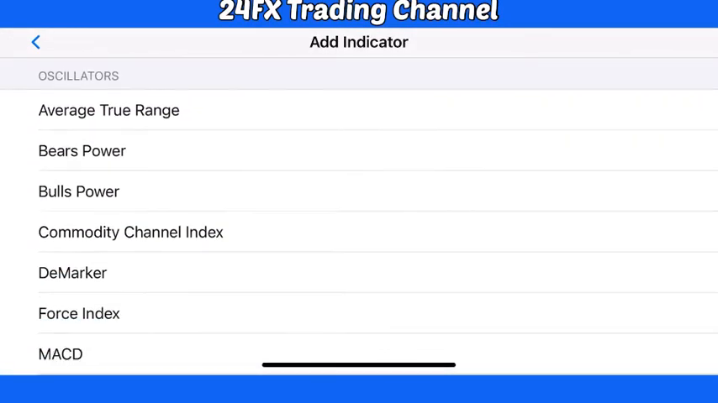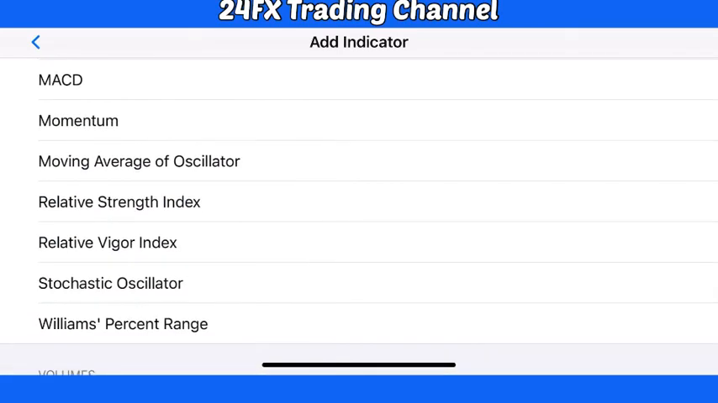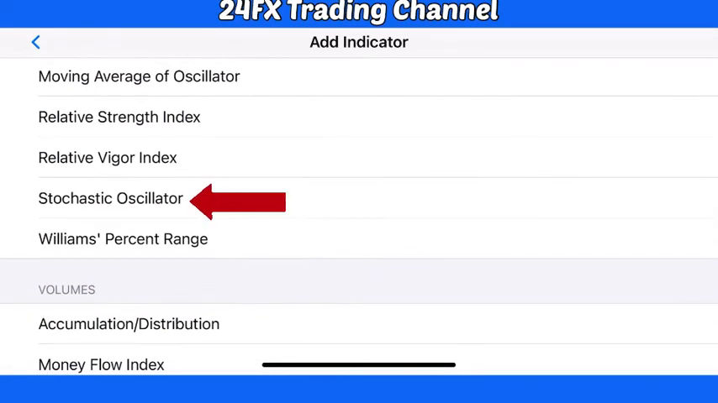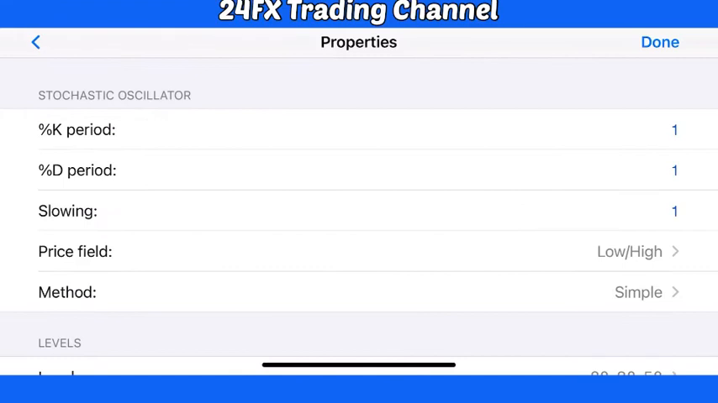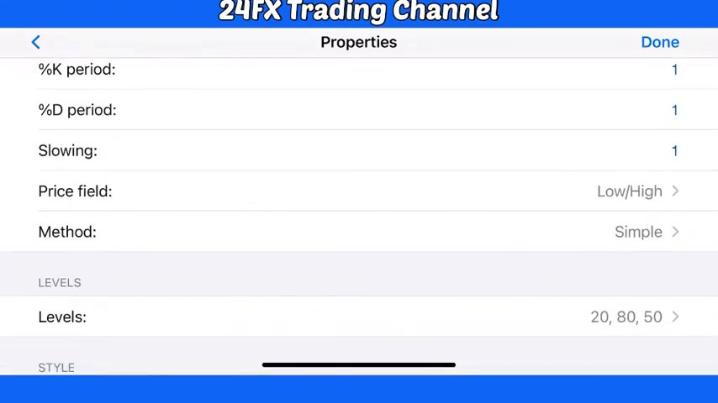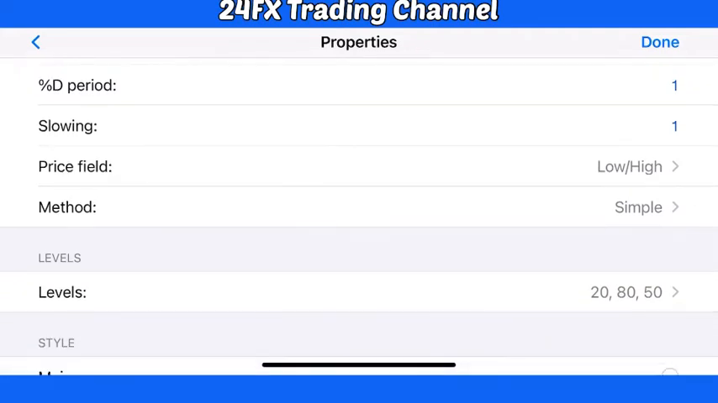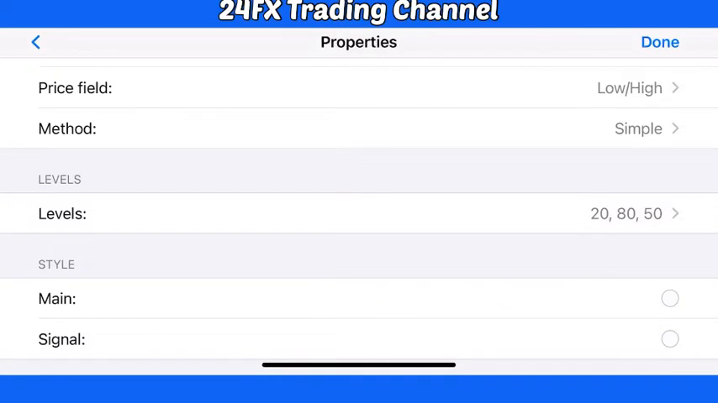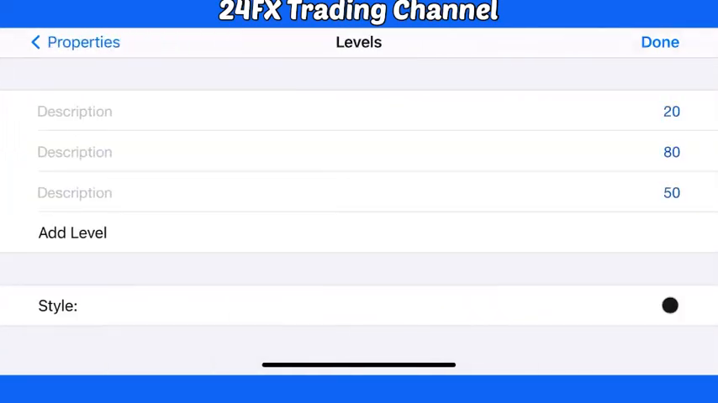stochastic oscillator. All right, so here's the stochastic oscillator. Now look, the K period is 1, the D period is 1, slowing 1, price field is low slash high. The method is simple. All right, and the levels are 20, 80, and 50. Okay, so 20 is buy, 80 is sell, and 50 is take profit.